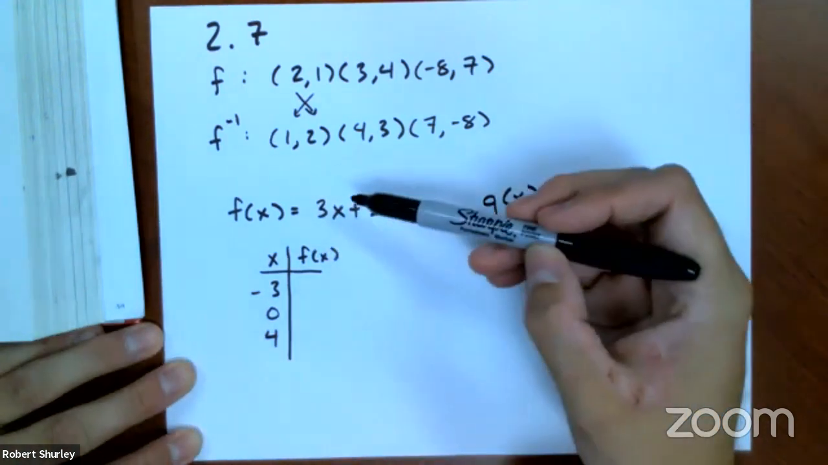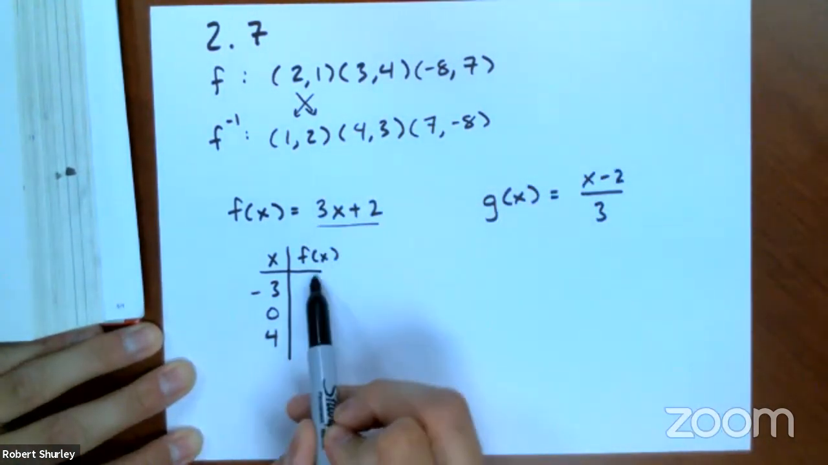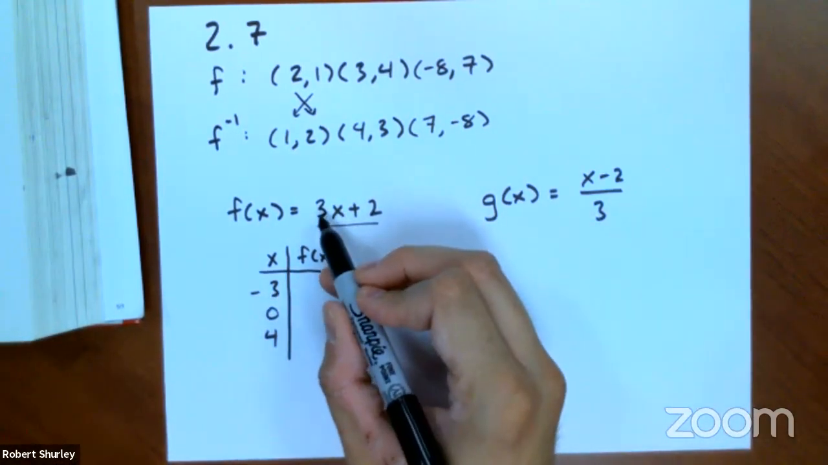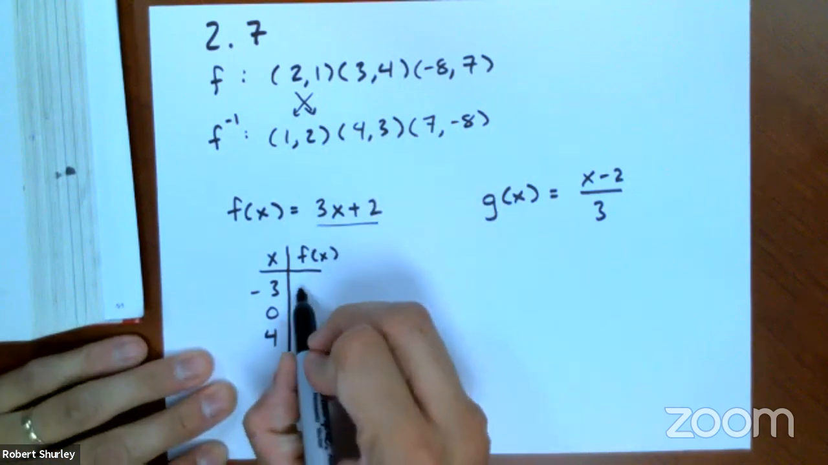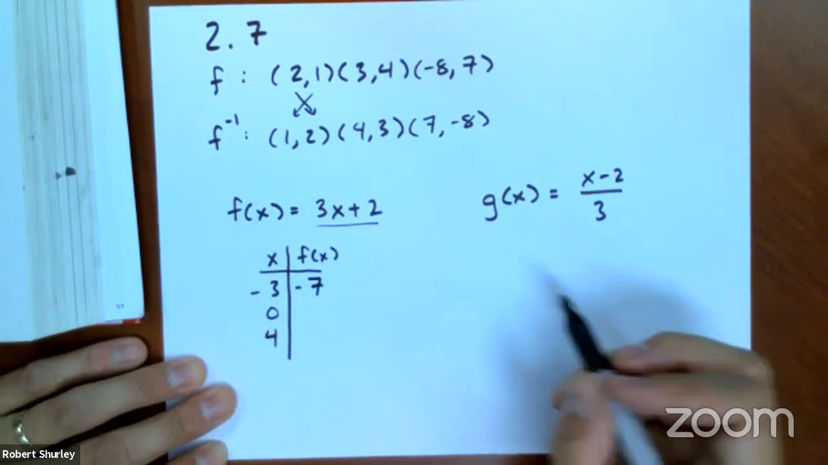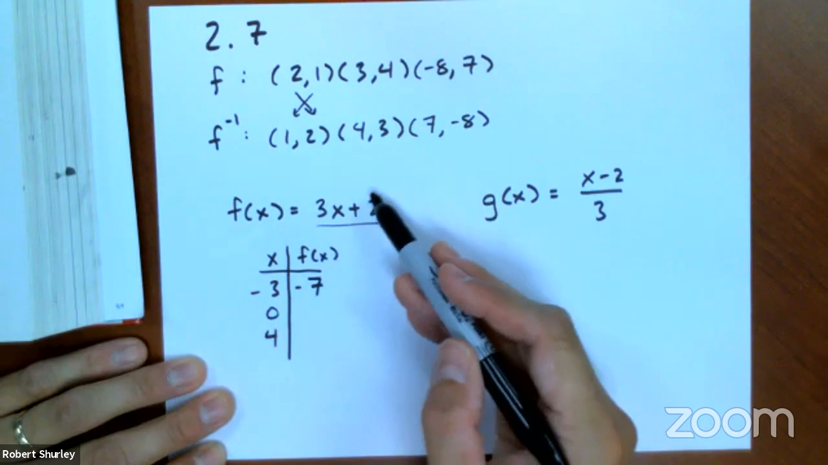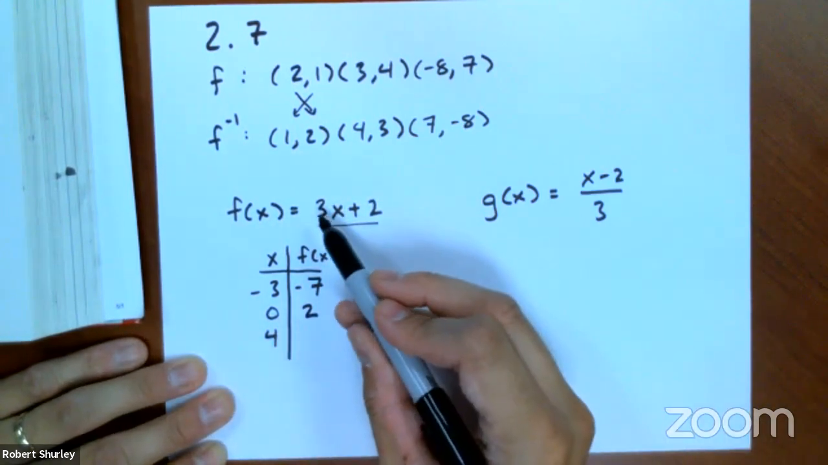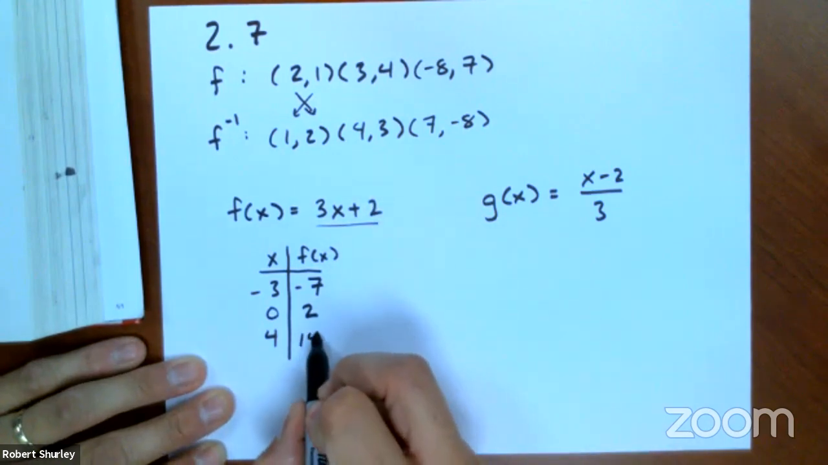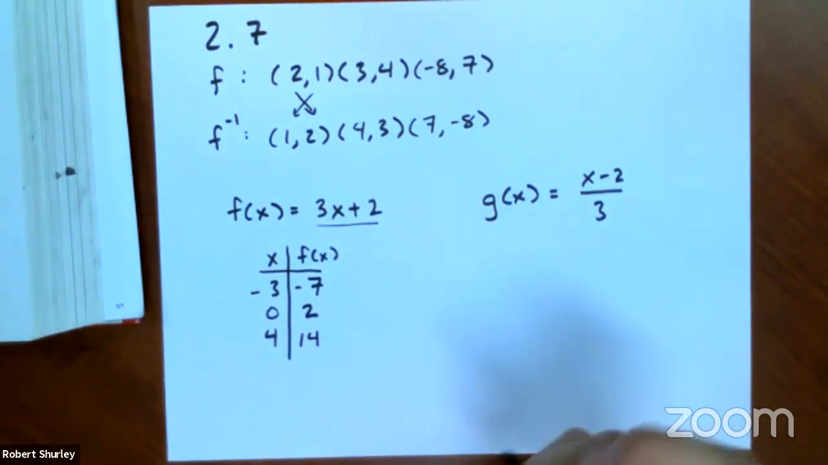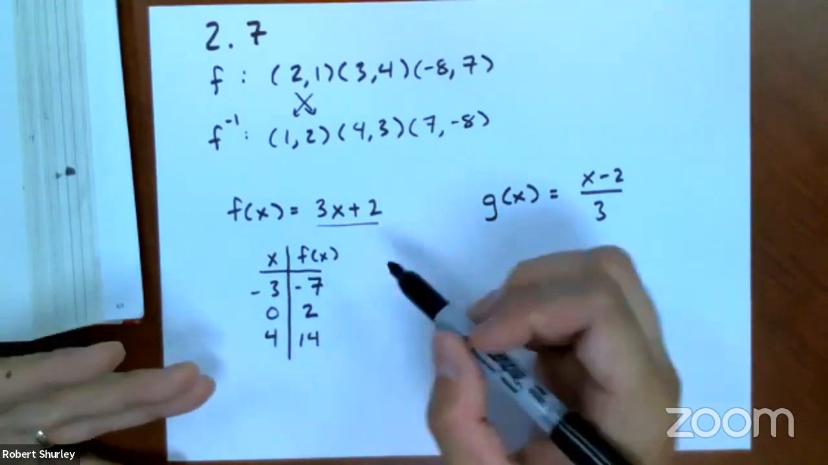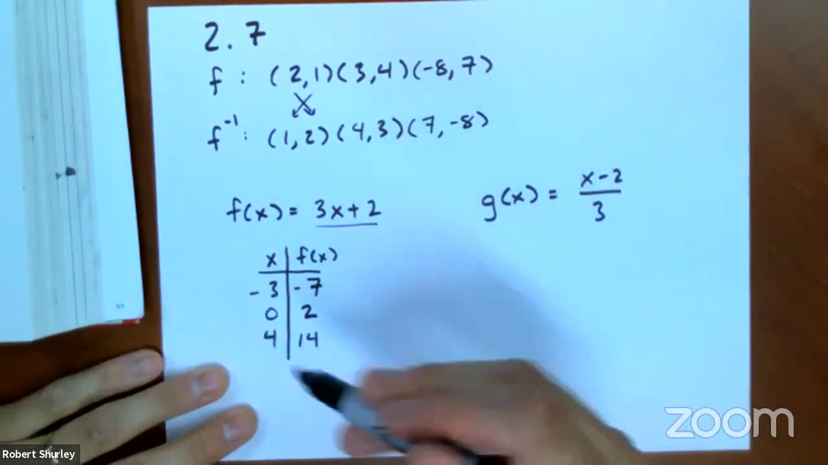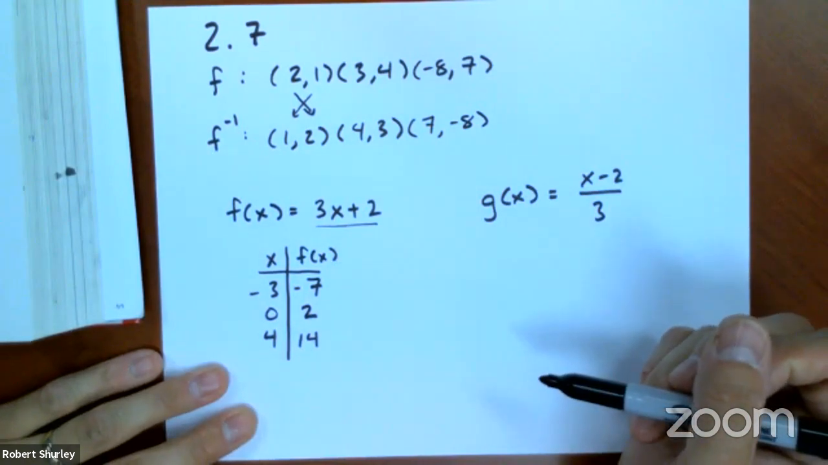When I plug them in to our f function, if I plug -3 in, -3 times 3 is a -9, plus 2 gives me a -7, right? If I plug 0 in, this goes away, it gives me a +2. If I plug 4 in, 4 times 3 is 12 plus 2, that's 14, okay? So here's 3 random coordinates on this. So this is a straight line function, right? If I graph it, it would just be some straight line out on a 2-dimensional space.